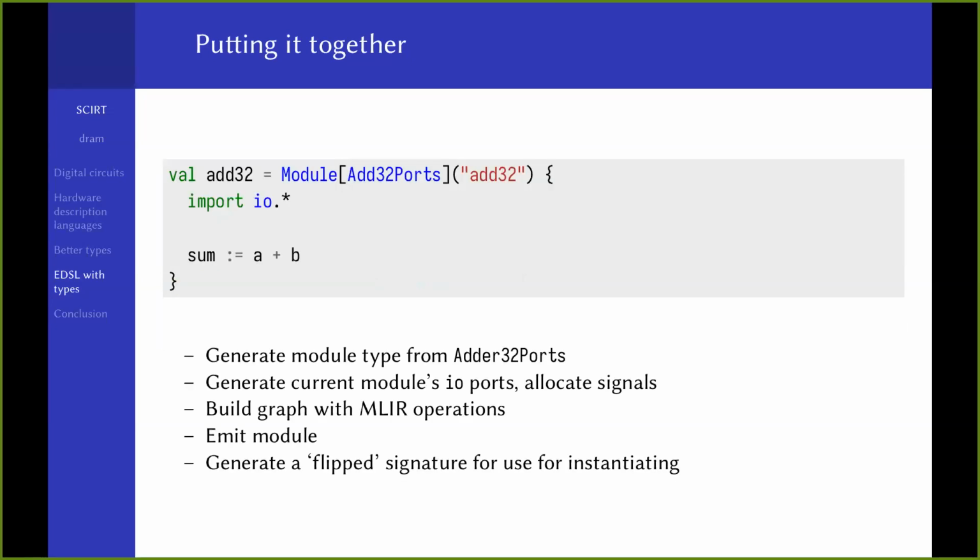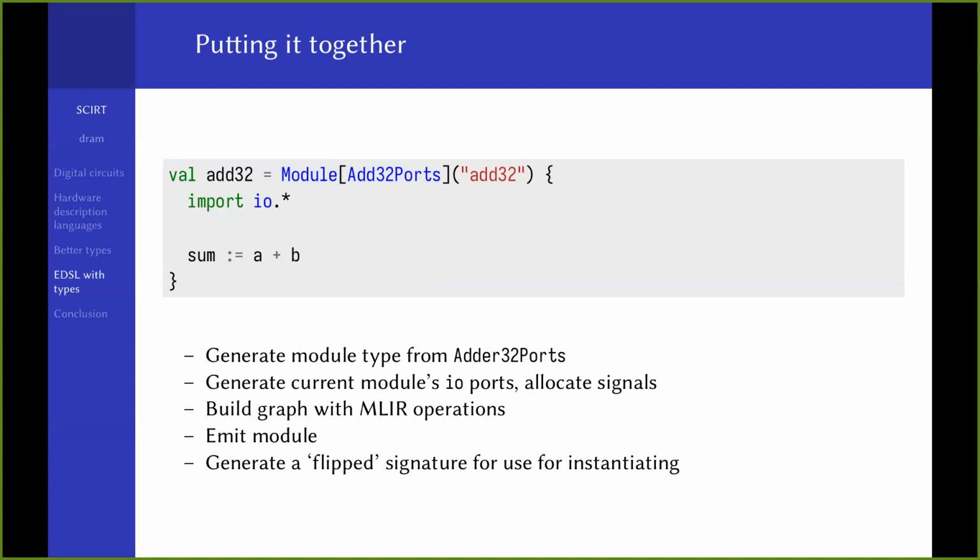So now we're putting it together. We'll go through again what happens when we create this module. For example, for the Add32 module, first we generate the module type from Add32Ports. That's the inputs and outputs. Then we generate the current module's IO ports. We assign them signal names, and they will have either wires or signals given to them.